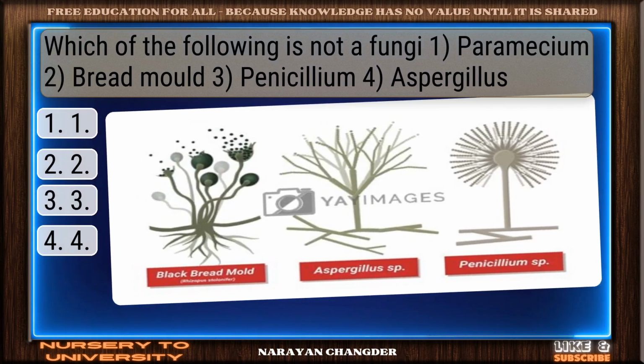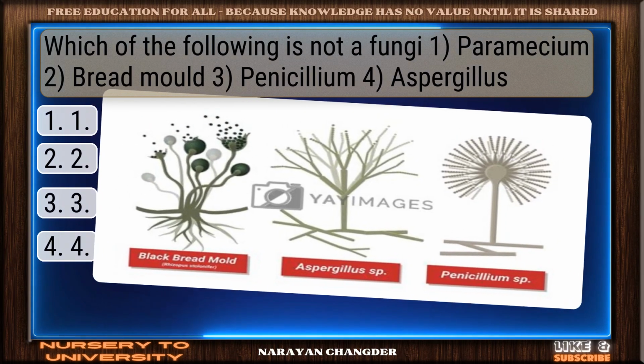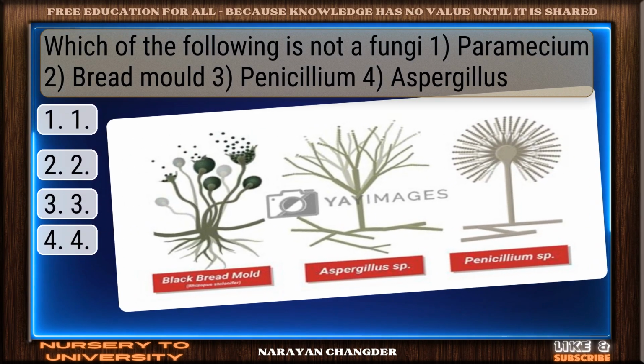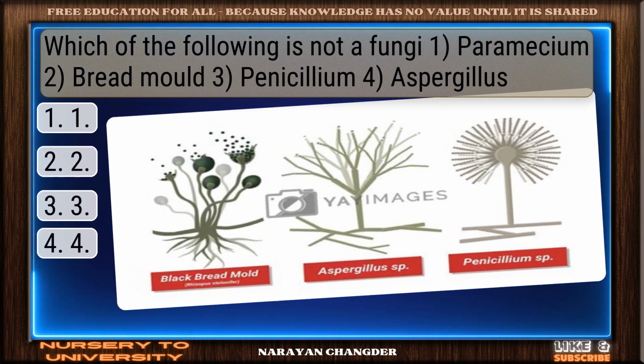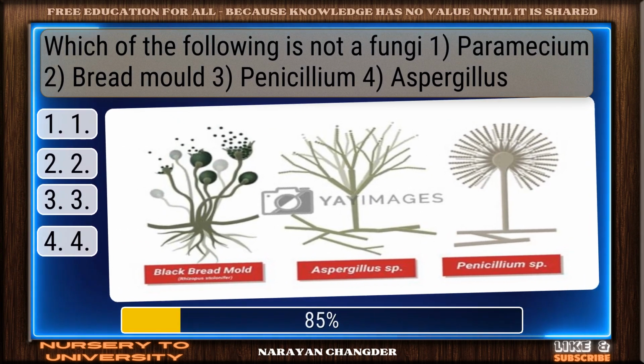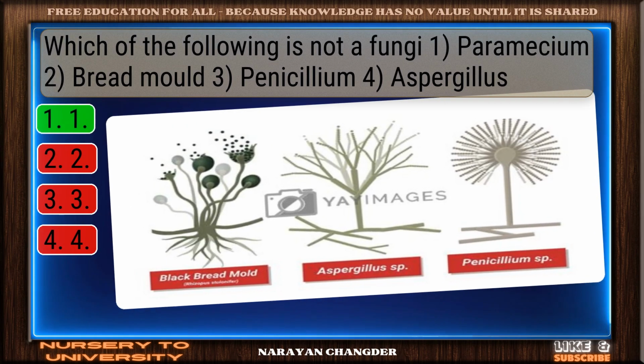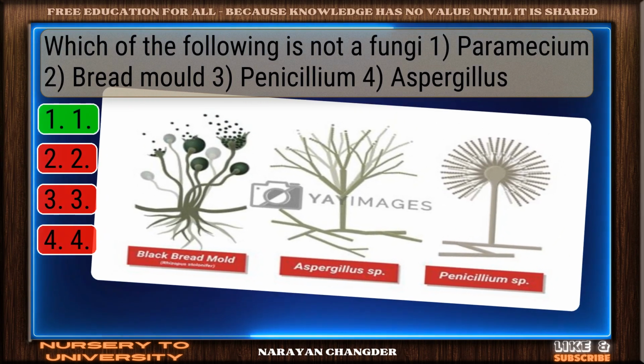Which of the following is not a fungi? 1 Paramecium, 2 bread mold, 3 Penicillium, 4 Aspergillus. Well done. 1 is the right choice.